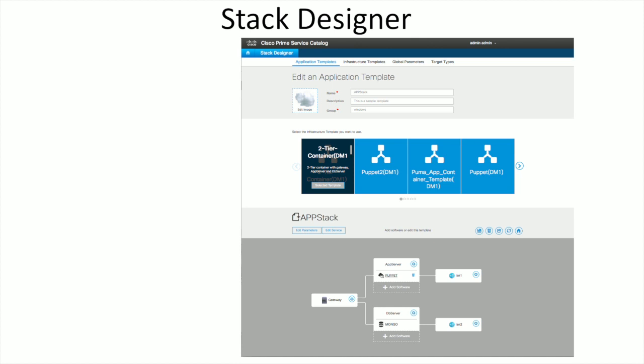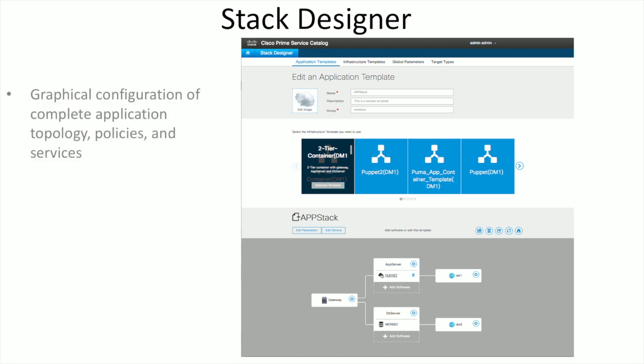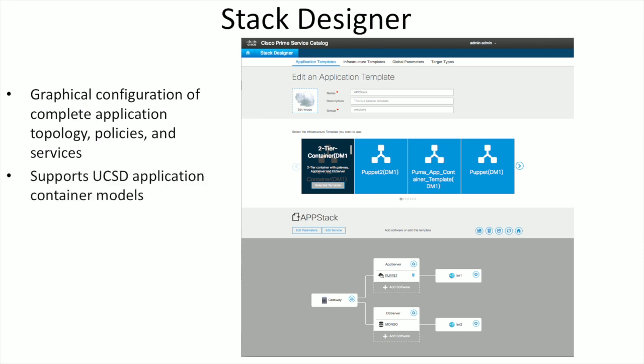In that middle area, you're seeing all the different template pieces that are put together. And then below that, you're actually seeing how the pieces will be integrated and how they're going to be strung together from the service itself. So the bottom portion is showing you Stack Designer and giving you that topology itself. So it's that graphical representation of it. It also includes all the policy information and everything else that you would need to be able to offer that service. It supports full UCS Director application container models.